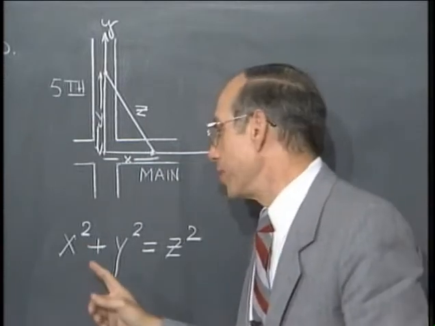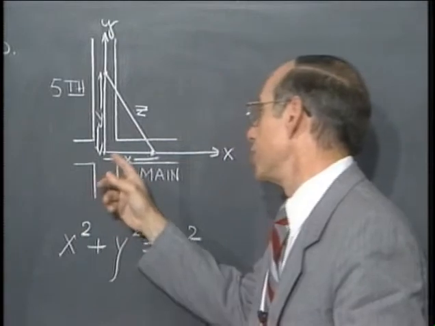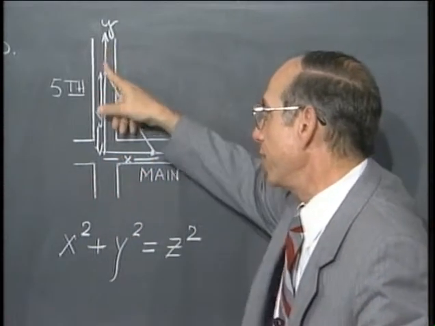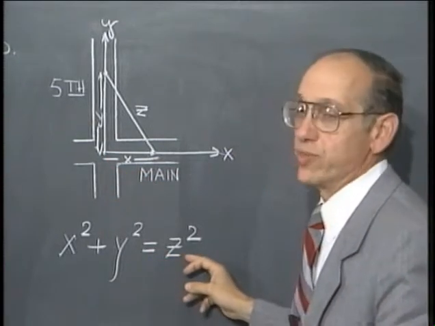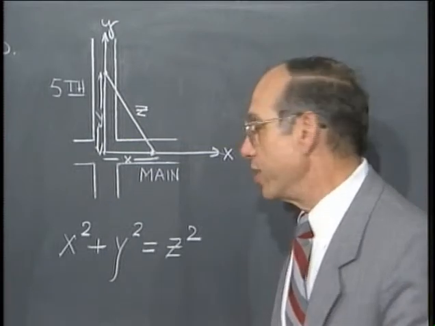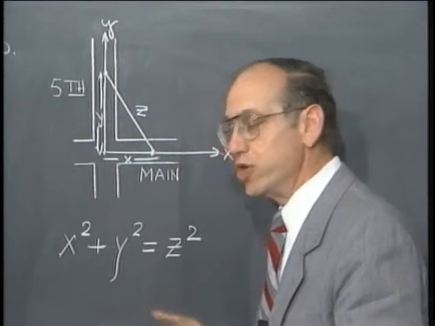Now again, remember, x is changing with time because the burglar's car is going in this direction. y is changing with time because the police car is going in this direction. And z is changing with time because x and y are changing. We want to know the rate at which z is changing. Let's see what we do know.